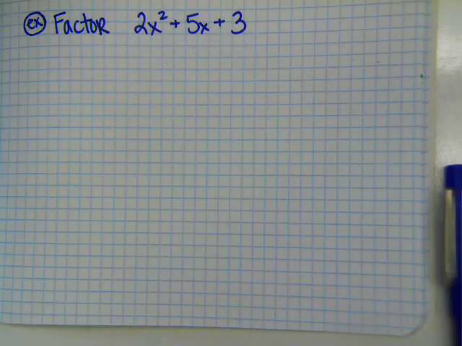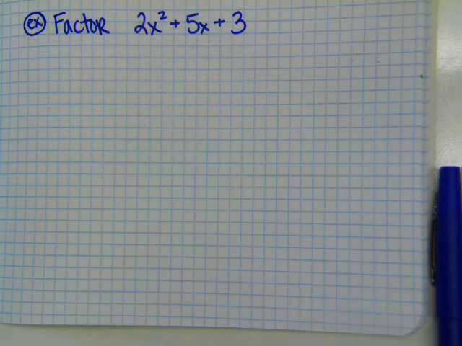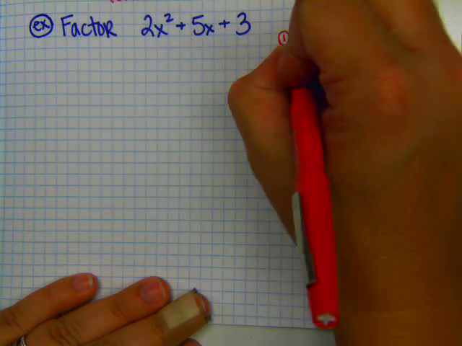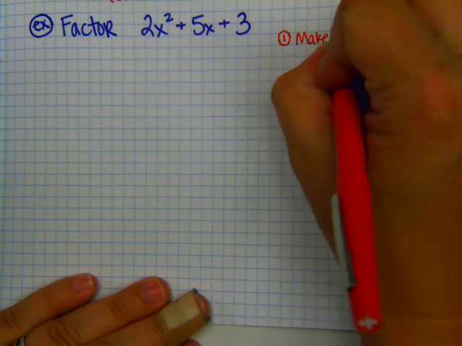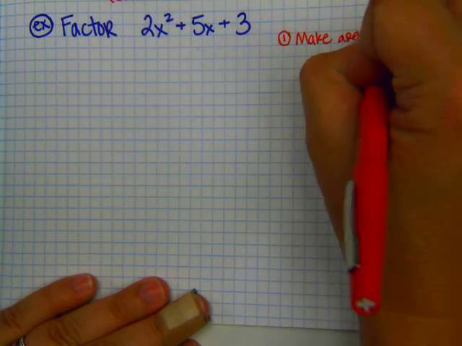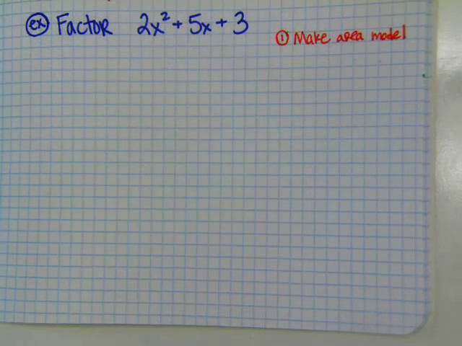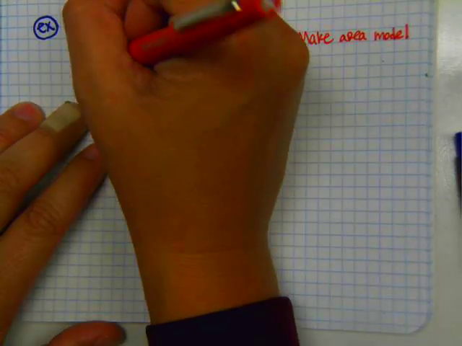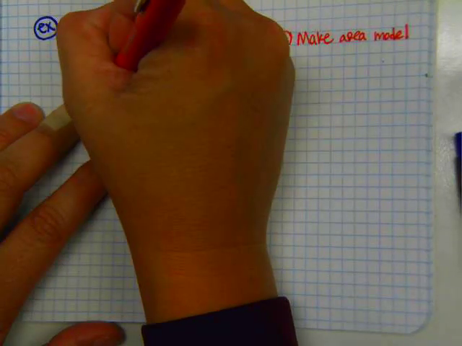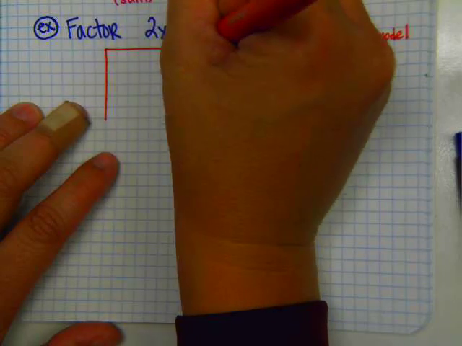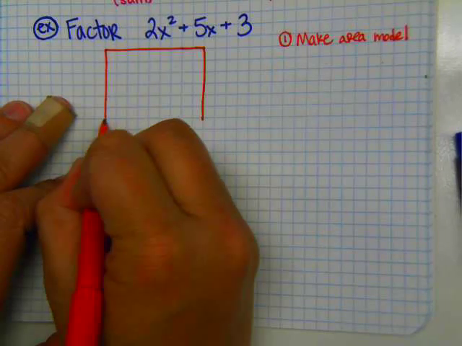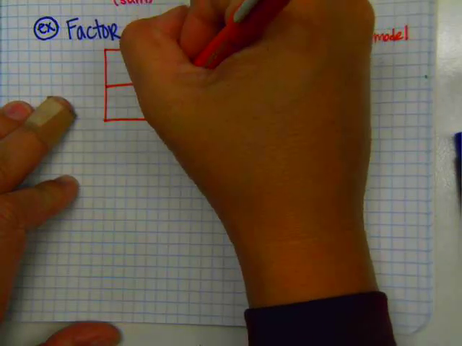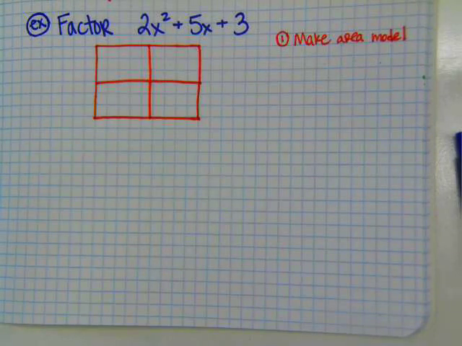Okay, so our step one. Step one is going to be to make an area model. And excuse me, we all know how to make an area model. It looks the exact same. So we're going to make a box. Okay. We have an area model, just like we always do. Okay. You make an area model.